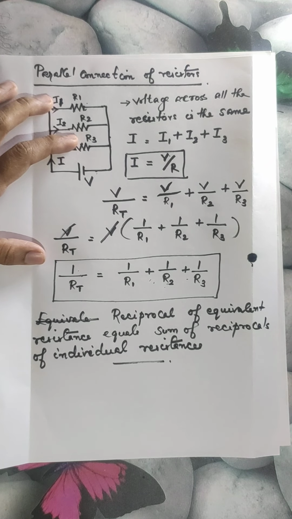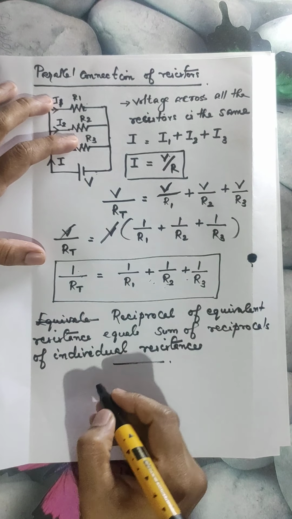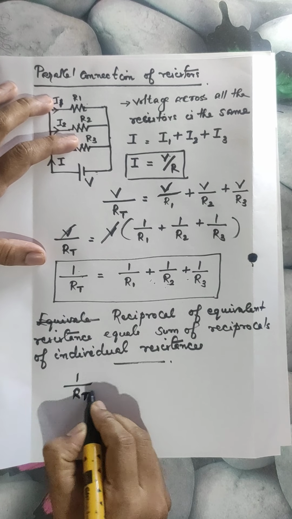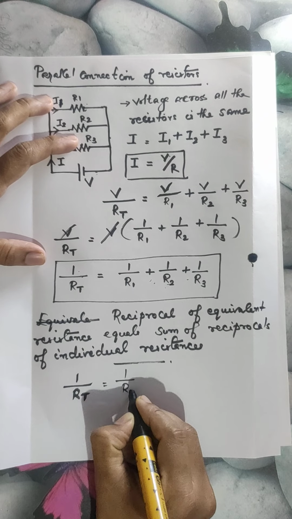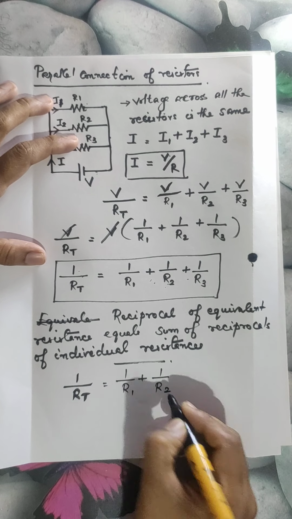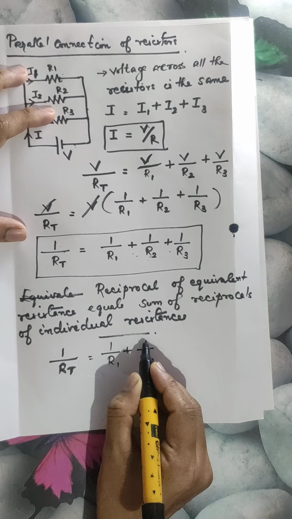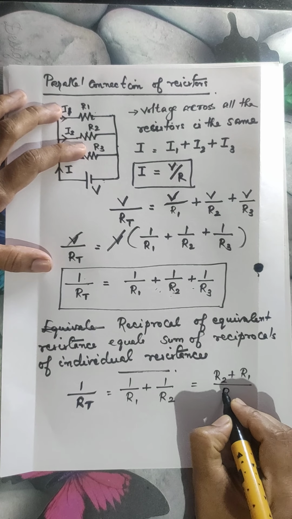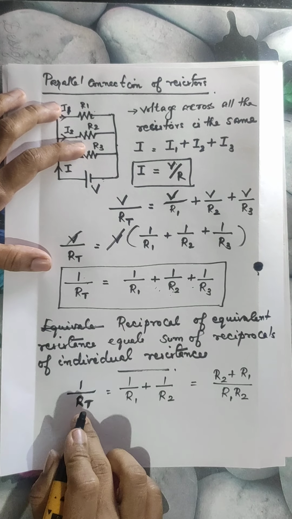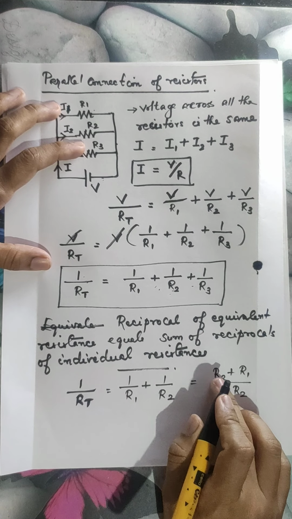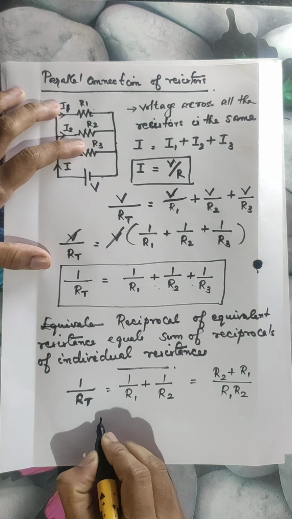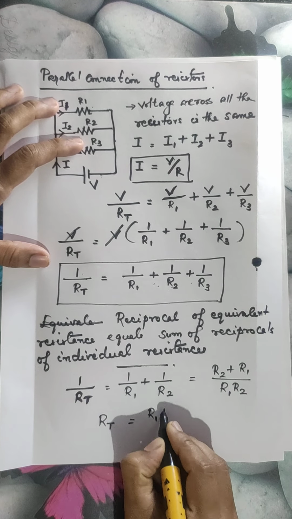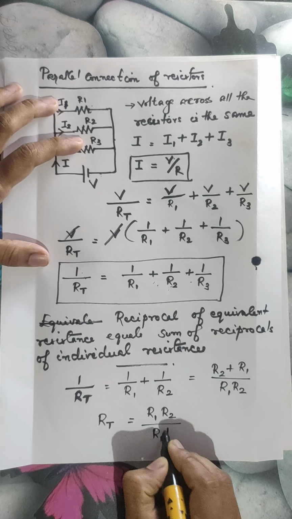So this is the equation. Now, suppose there are two resistors connected in parallel. Then 1 by RT is equal to 1 by R1 plus 1 by R2. So this can be written as R2 plus R1 divided by R1 into R2. So 1 by RT is equal to R2 plus R1 divided by R1 R2. So what will be the value of RT? The reciprocal of this term, that is R1 R2 divided by R1 plus R2.